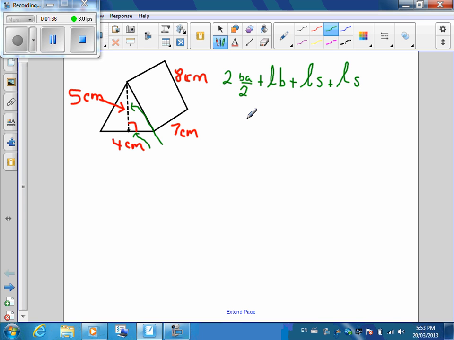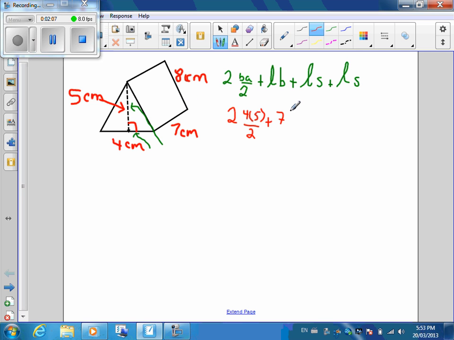With the formula done, now we replace all the letters with their values. So the base is 4 times the altitude of 5. That's over 2 because those are triangular areas. Plus the length, which is 7. Remember, the length is the line that separates the 2 triangles and tells us how far apart they are.